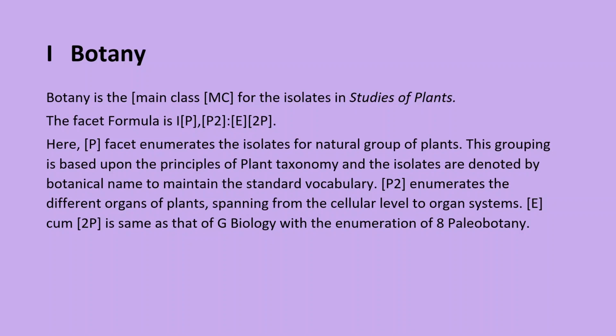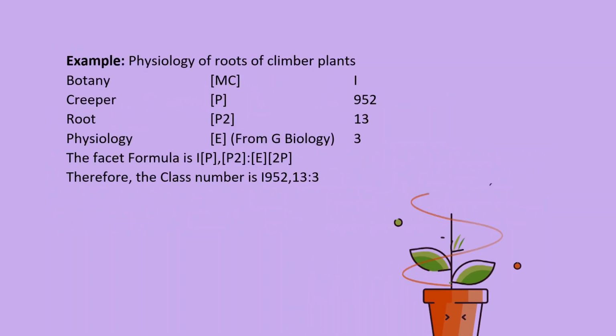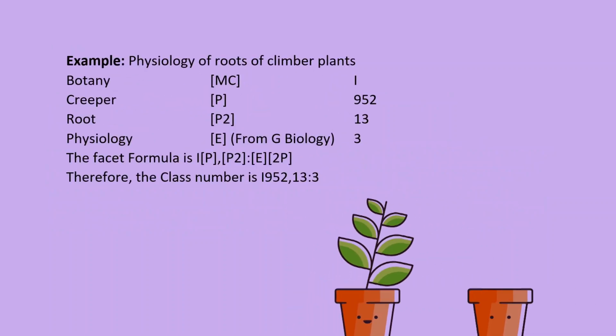P2 enumerates different organs of plants, spanning from the cellular level to organ systems. The energy facet is the same as that of the main class G biology, with the enumeration of paleobotany. Here we present one example, that is, physiology of roots of climber plants.